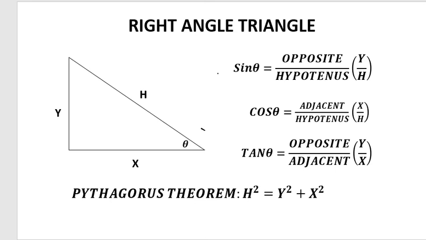Hi everyone. So today's session we're gonna be doing right angle triangle. For right angle triangles, we're gonna be using three trigonometric functions, which are sine, cos, and tan. And then the other theorem that you can use is Pythagoras theorem. So I'll just show you through the session. We're gonna be doing sine, cos, and tan, and then also the Pythagoras theorem. I'll show you the applications of the following formulas.